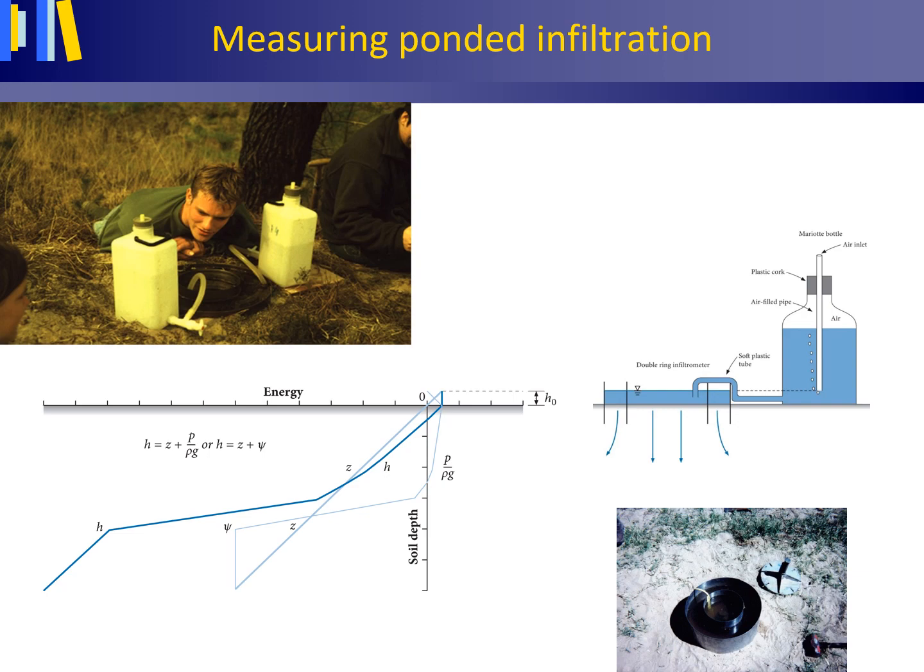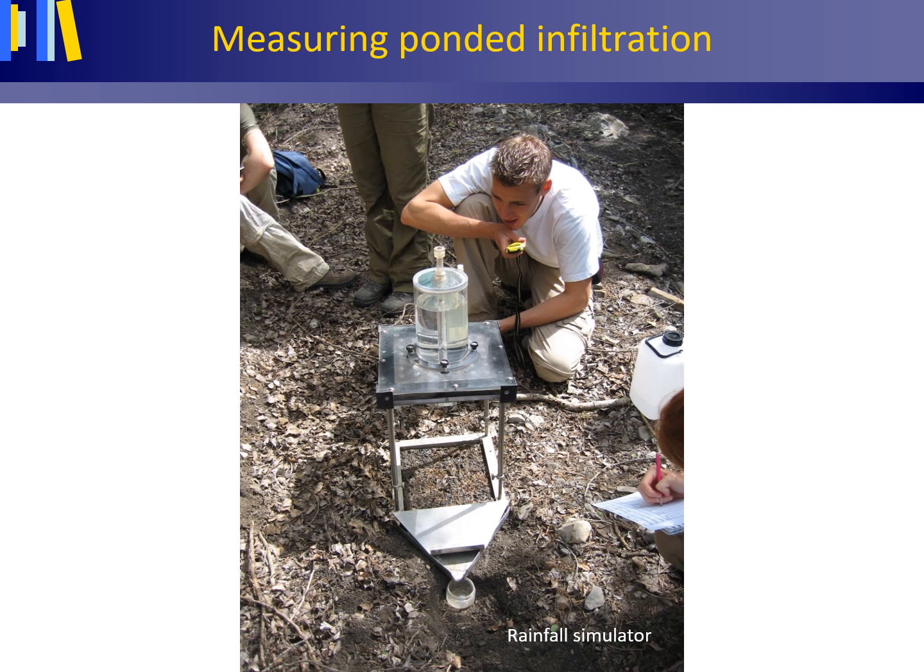Instead of using a double ring infiltrometer and Marriott bottle, one of a number of other ways to measure the ponded infiltration rate, be it indirectly, is by using a rainfall simulator. This figure shows a photo of a small portable rainfall simulator used by earth sciences students during their first year fieldwork in the French Alps.